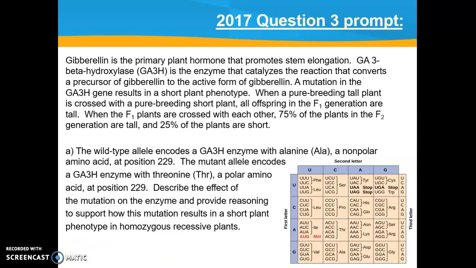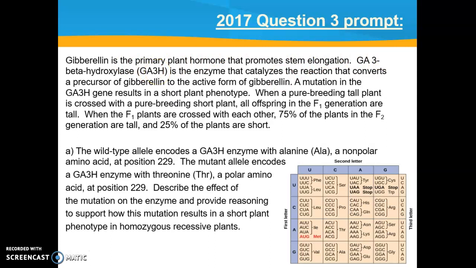So gibberellin, again, you probably don't know what that is, or GA3-beta hydroxylase. You don't need to know what that is because it tells you what it is, right? So this is the enzyme that's going to convert the pre-gibberellin to the active gibberellin. Gibberellin is going to be the hormone that causes plants to grow. Okay, so they give you the background information. We need gibberellin for a plant to grow. This is the enzyme that creates that gibberellin.